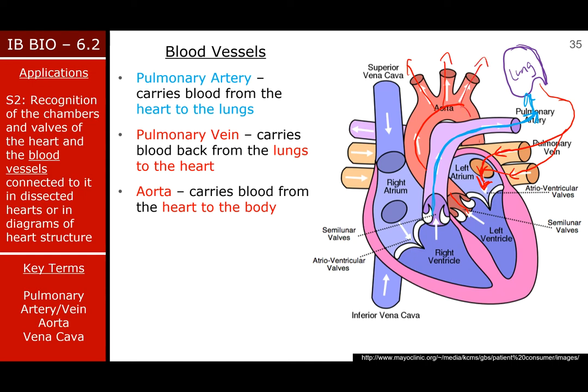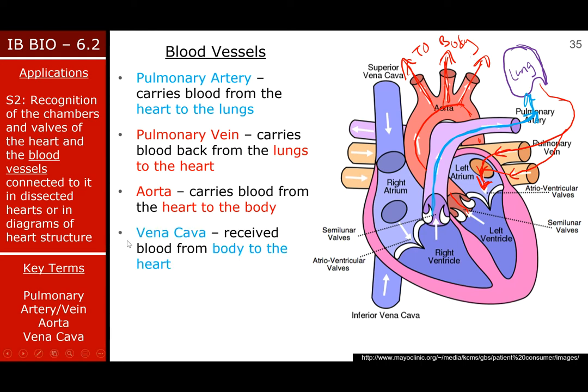And there's a couple of other branches to the body. Your heart is kind of like malfunction junction, except that it doesn't malfunction, or it's not supposed to. And then there's the vena cava, and the vena cava receives blood from the body to the heart so that it can go to the lungs.